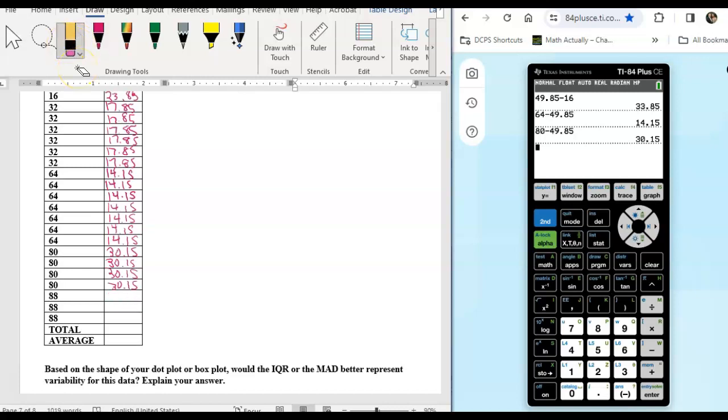Oh, sorry. No, the last ones are 88. So 88, see, gotta be careful, y'all. I got real excited about entering those values. 88 minus 49.85 is 38.